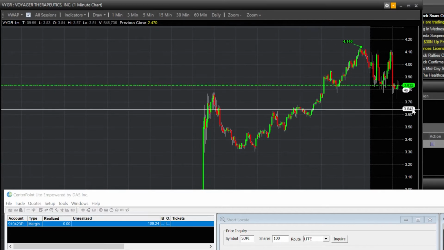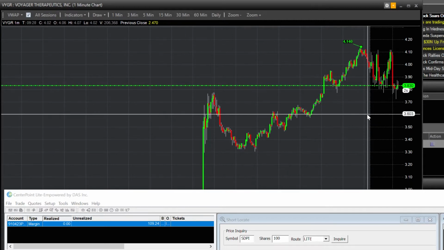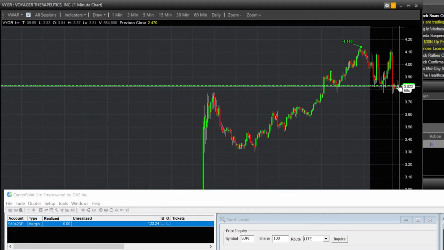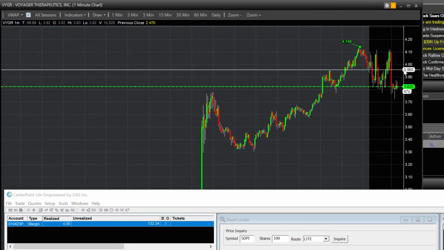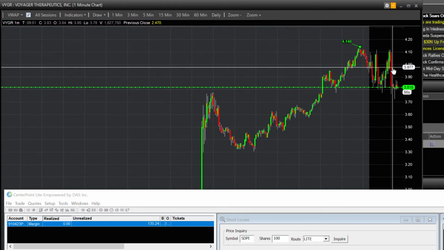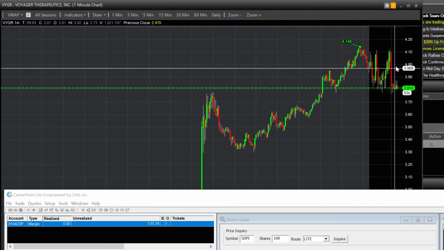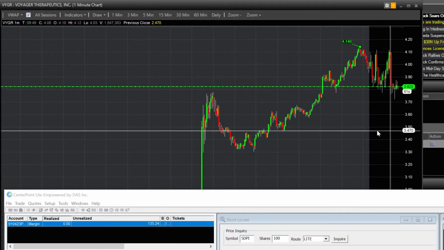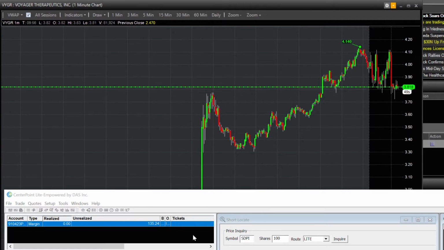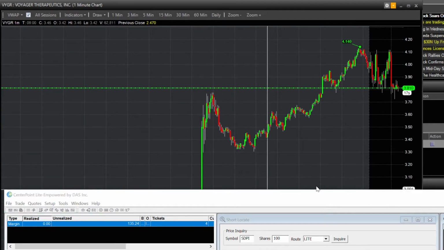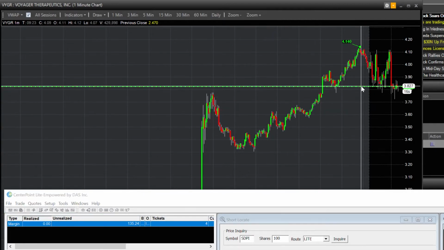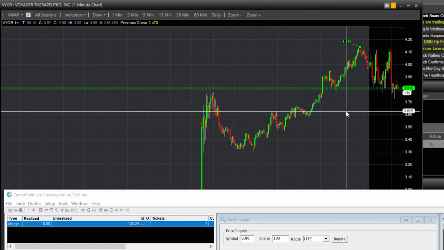So see, it's kind of stuck. Actually, I can maybe add some more, but I don't really want to hurt my average too much. But if it spikes back to 4, I'll definitely add some. I'll throw a few hundred more shares. But so far I have 1,300 shares total short.